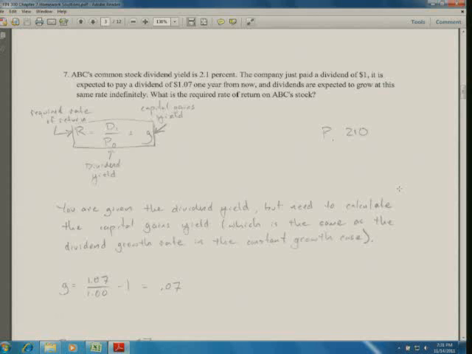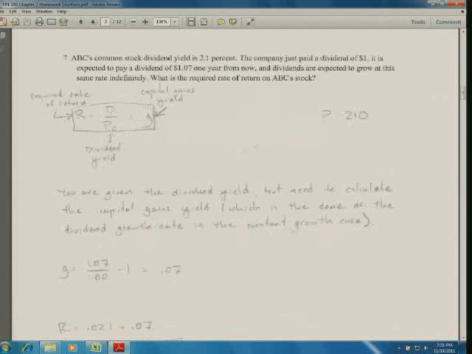All right, number 7 from the Chapter 7 homework. This problem reads that ABC's common stock dividend yield is 2.1%. The company just paid a dividend of $1. It is expected to pay a dividend of $1.07 1 year from now, and the dividends are expected to grow at this same rate indefinitely. What is the required rate of return on ABC's stock?